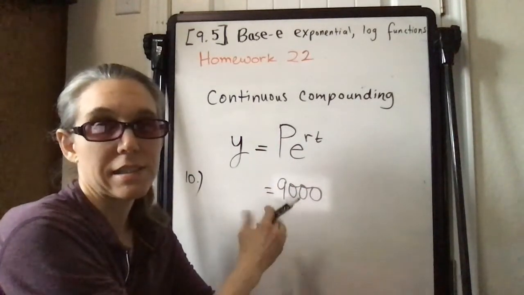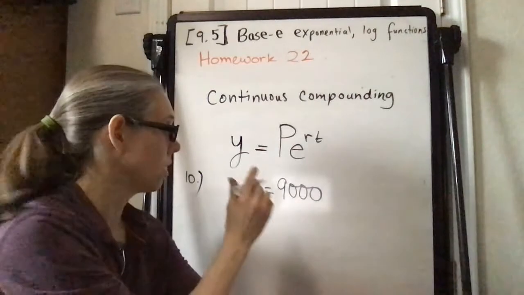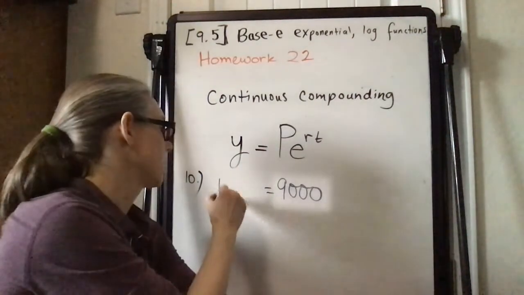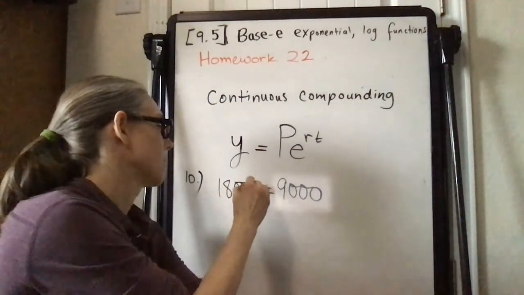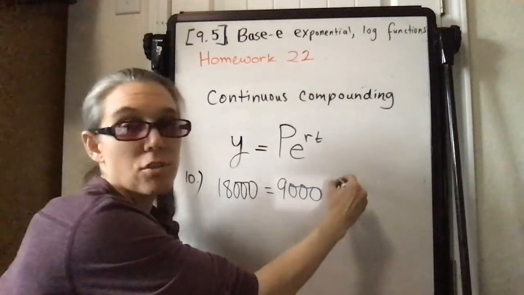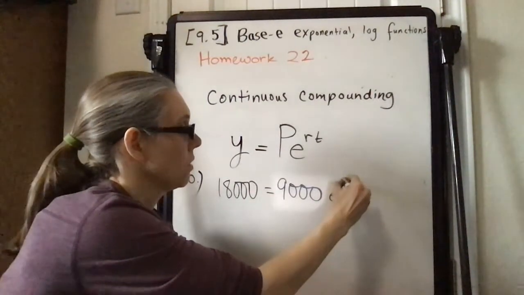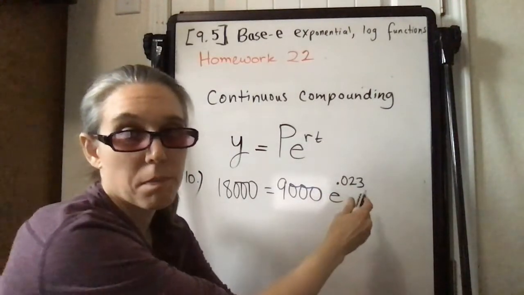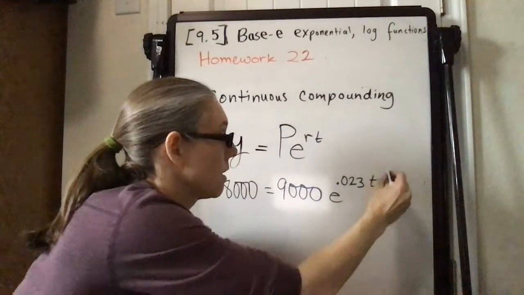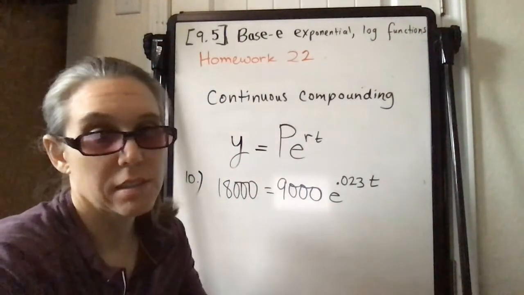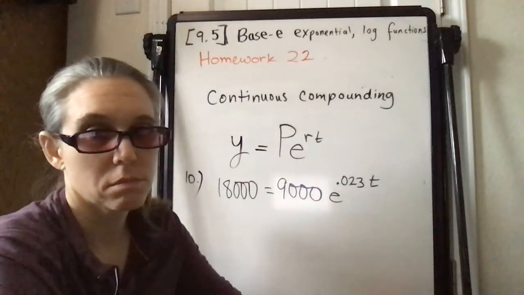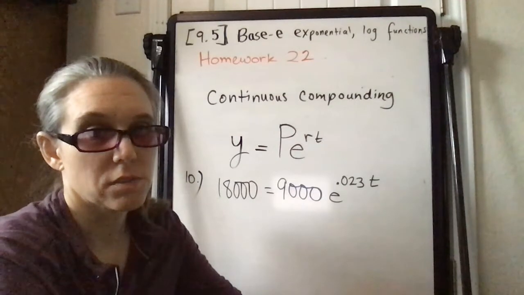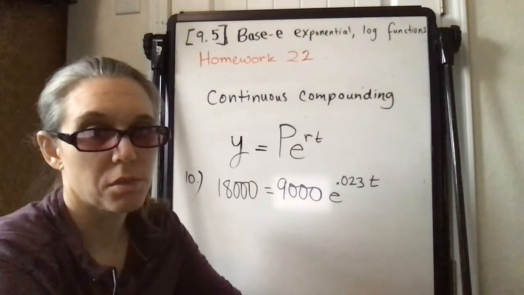$9,000 is getting doubled. So if you double $9,000, that turns into $18,000. The interest rate given to me is 2.3%, which is 0.023. And then time. So find the time it takes to double.